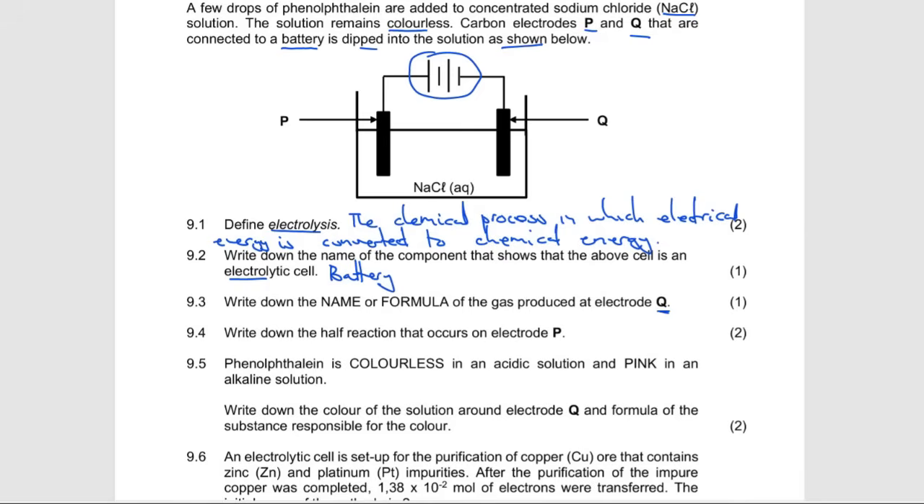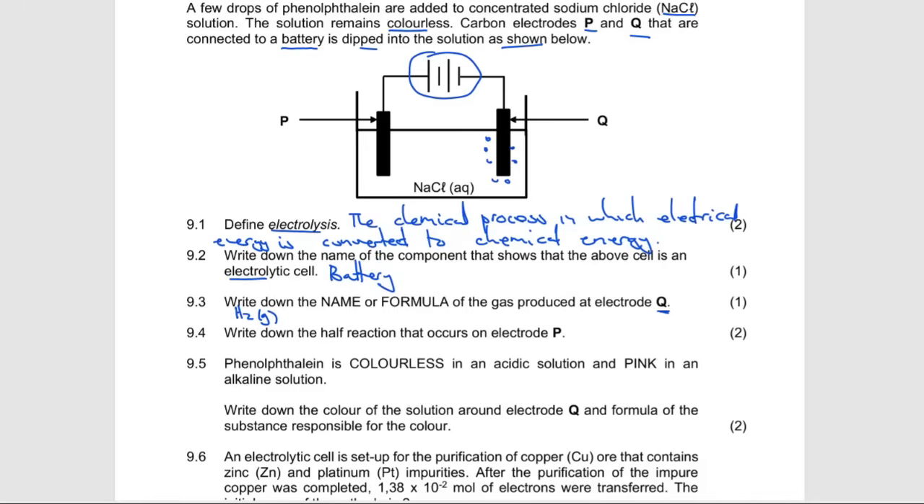So in terms of this, what we're going to have there is hydrogen gas, right? So I'm going to say H2 gas, hydrogen gas, right? Then after that, now write down the half reaction that occurs on electrode P, right? So at electrode Q there, we're going to have all those bubbles and stuff, right? Then after that, now we're going to say here 9.4, write down the half reaction that occurs on electrode P, right?